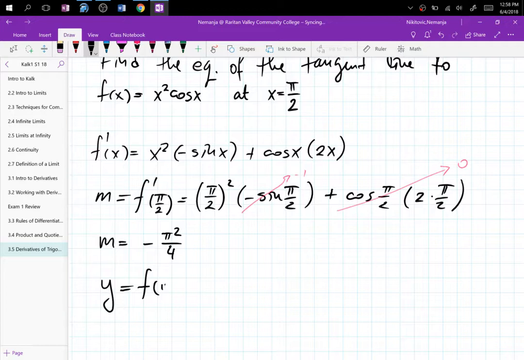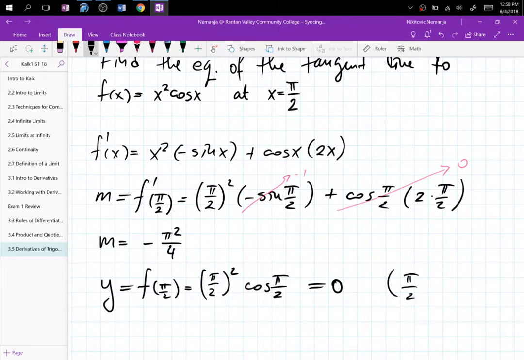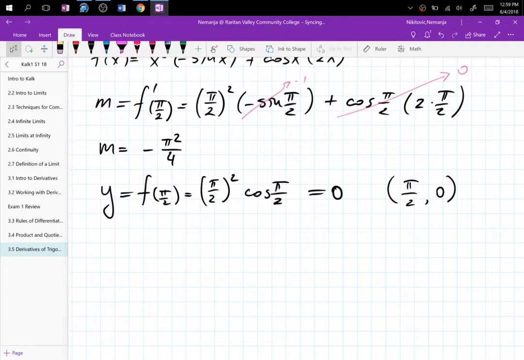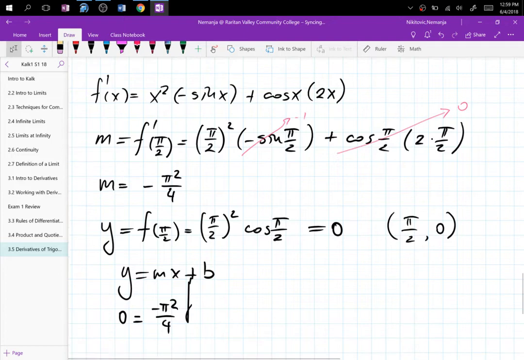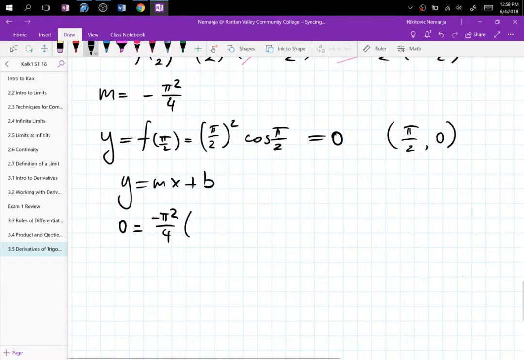y is f computed at pi over 2. That's going to be pi over 2 squared times cosine of pi over 2, but that's 0. So I have pi over 2 comma 0 for the point and negative pi squared over 4 for the slope. Let's plug this into y equals mx plus b. y is 0. Slope m is negative pi squared over 4. x is pi over 2, plus b.